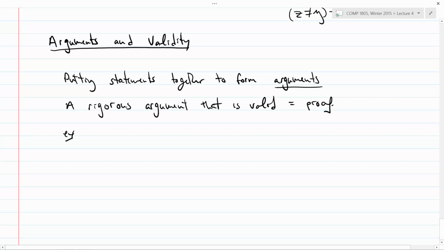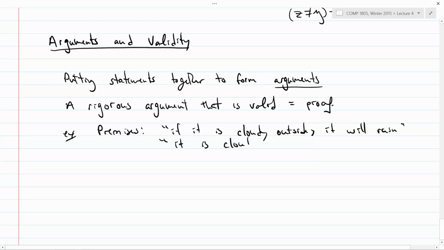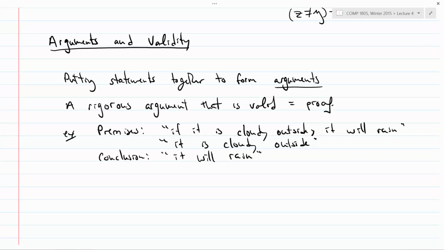So as an example, if I have the premises, if it is cloudy outside, it will rain, and the premise, it is cloudy outside, then I can make a conclusion that it will rain. So does that seem like a valid argument? Yeah, I mean, it seems pretty good, right?